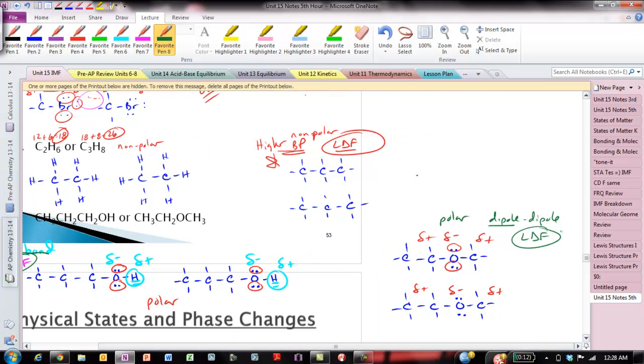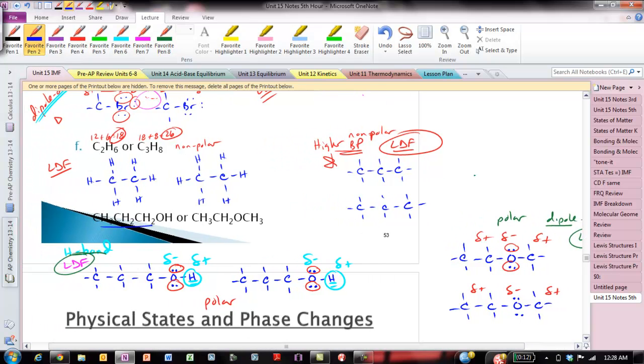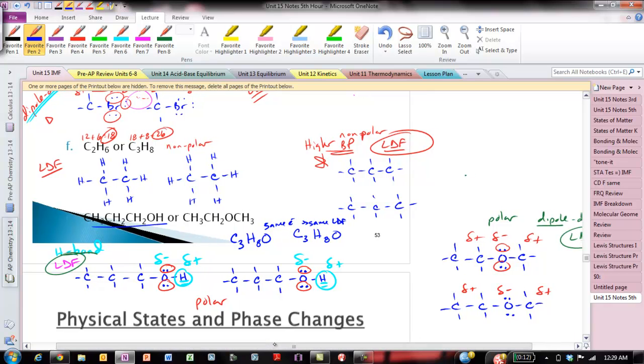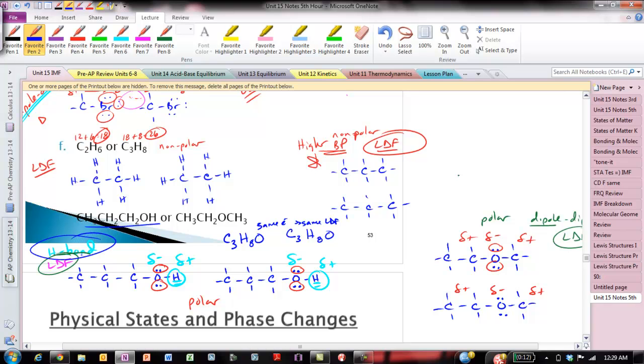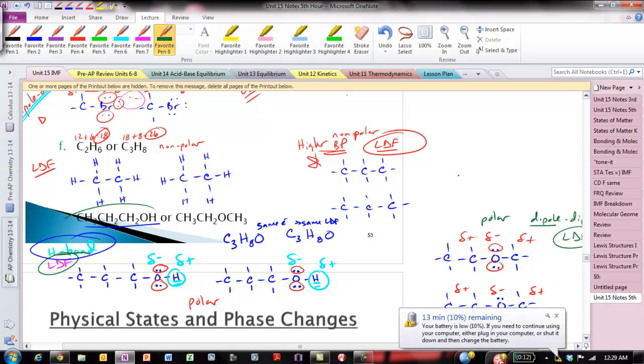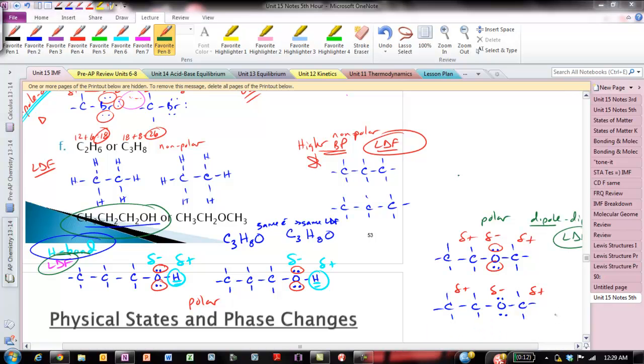Their LDFs definitely matter. So we do that by total number of electrons. So I'm just going to look at their formulas. I'm going to kind of sum up this formula. So this one's going to be C3H8O. And this guy's going to be C3H8O. So they have the same formula, actually. So that means they're going to have the same number of electrons, which is the same LDF. So LDFs are not going to matter here because they're the same. So hydrogen bond is going to trump dipole-dipole. And I'm going to pick propanol to have my higher boiling point.